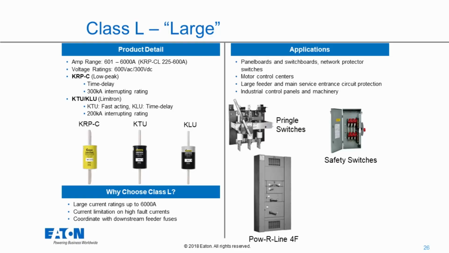So these fuses in particular are large fuses, just like we said, up to 6,000 amps. They have good current limitation on high fault currents, and they can coordinate easily with downstream feeder fuses. So when we're talking about the selective coordination that I discussed earlier, these will coordinate very well with those downstream fuses. Typically, the applications for these are going to be in large bolted pressure switches and some safety switches, mainly switchboards, large panel boards, that kind of thing for sure.